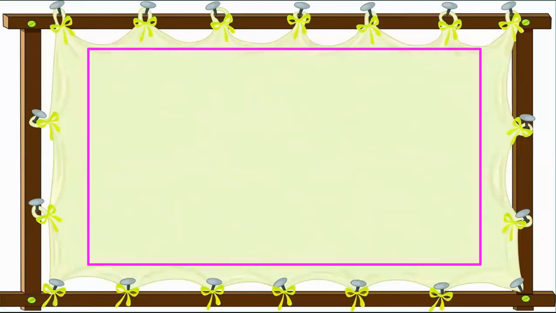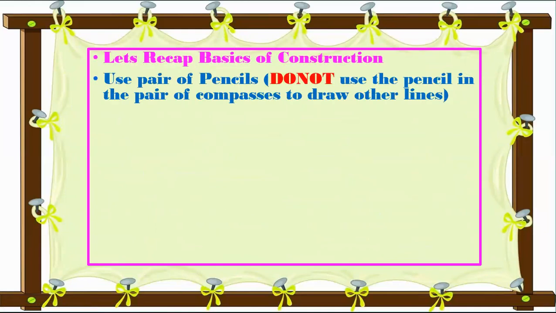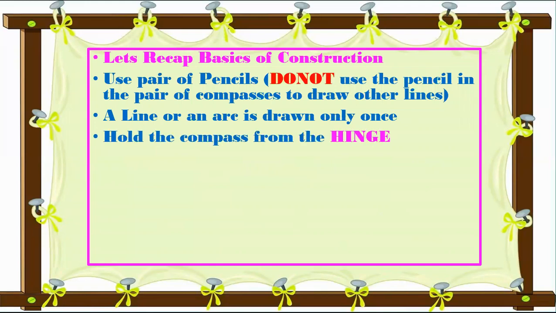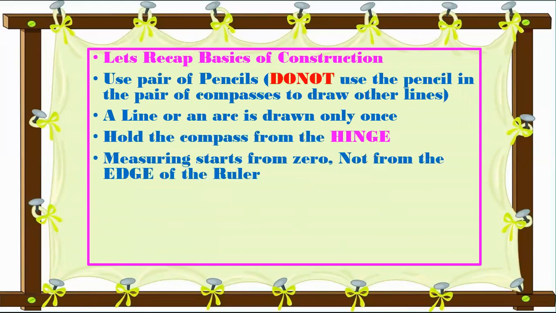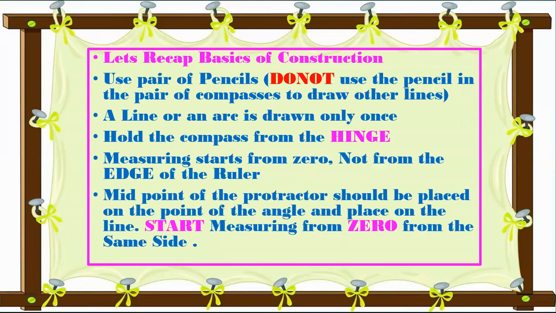Now, there are certain points, so let's recap the basics of construction. We always use a pair of pencils. Do not use the pencil in the pair of compasses to draw other lines. A line or arc should be drawn only at once. Hold the compass from the hinge. Measuring starts from 0, not from the edge of the ruler. The midpoint of the protractor should be placed on the vertex of the angle and placed on the line. Start measuring from 0 from the same side. You can pause the video and learn all these steps once again.